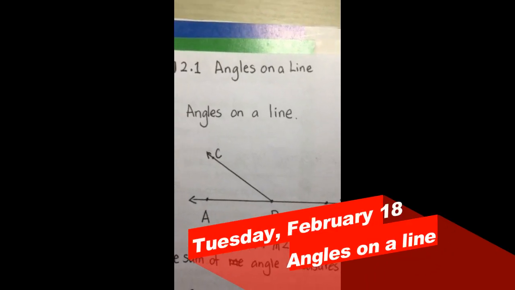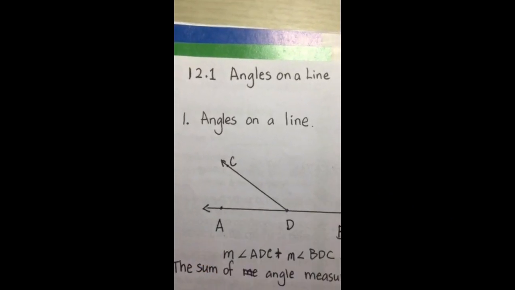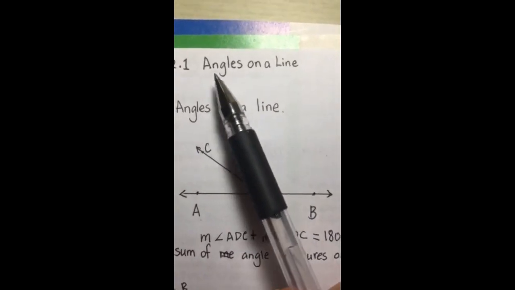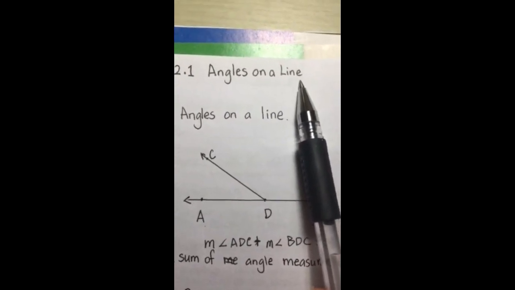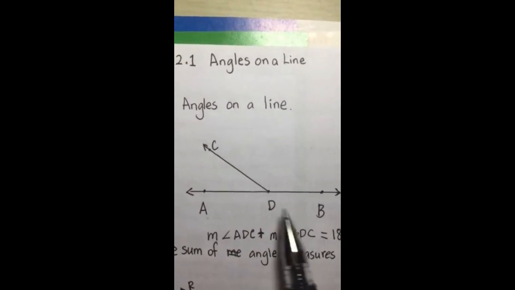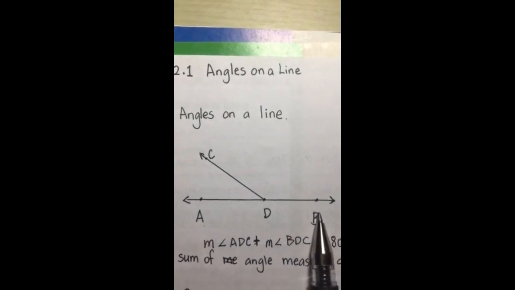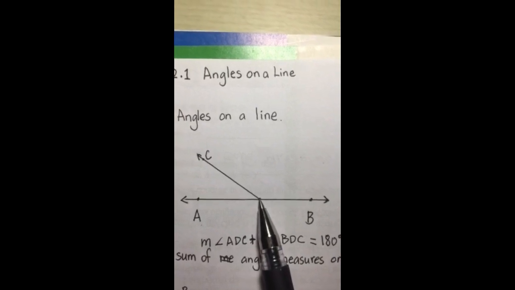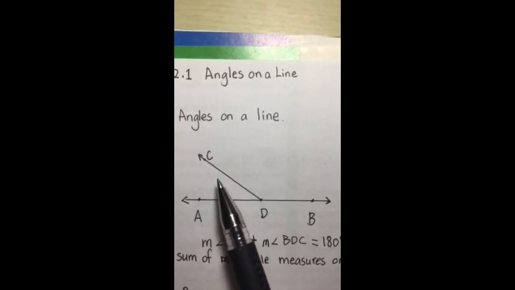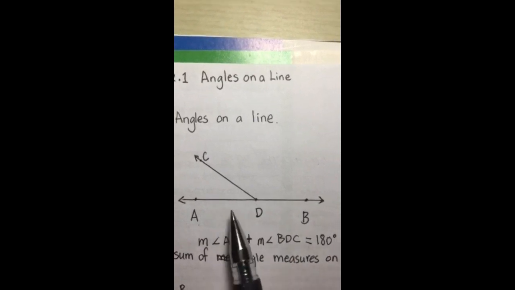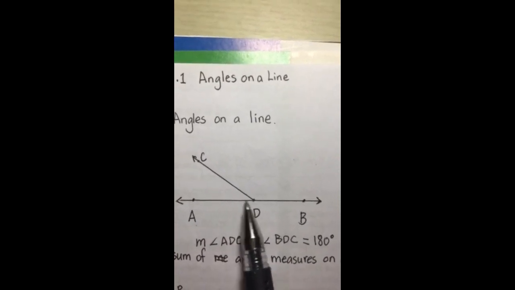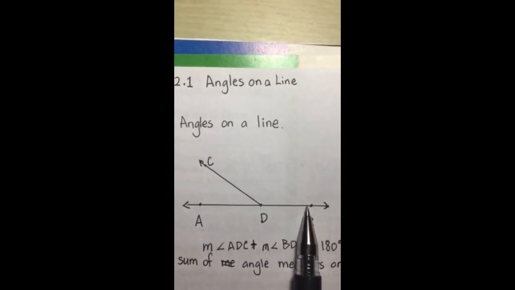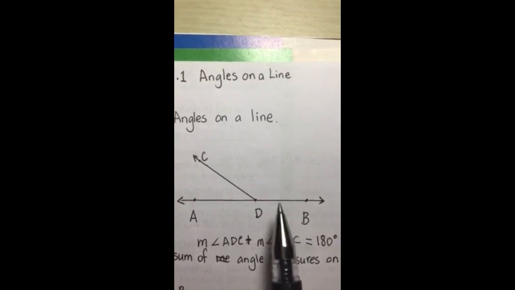Now, finally we get to learn chapter 12, lesson 1. The first lesson is called angles on a line. They are angles like this. Look, AB is a straight line and D is a shared vertex of two angles, angle ADC and angle BDC. These two angles share the vertex and the two sides of them make a straight line. They are called angles on a line.